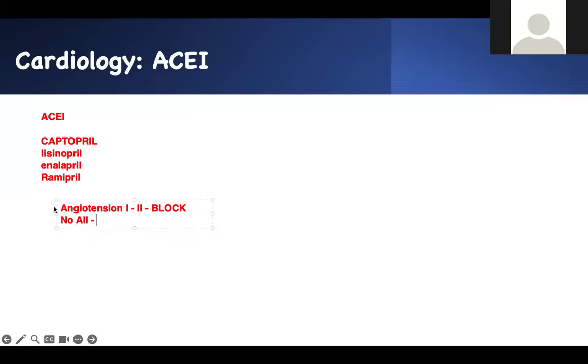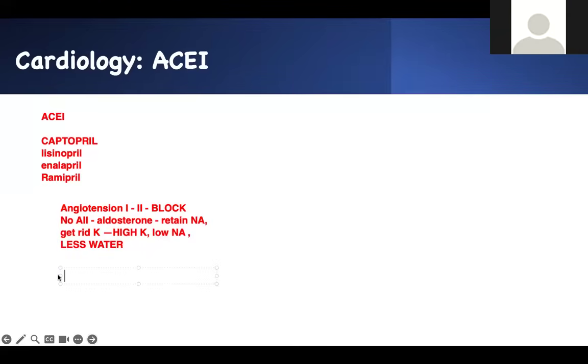In the process, you don't have aldosterone, right? Aldosterone is responsible for you to retain sodium and get rid of potassium. Therefore, if you don't have aldosterone, you're going to have what? High potassium and low sodium. If there's low sodium, there's less water. And this is why we use it for hypertension, and this is why we use it for CHF. Very, very important.